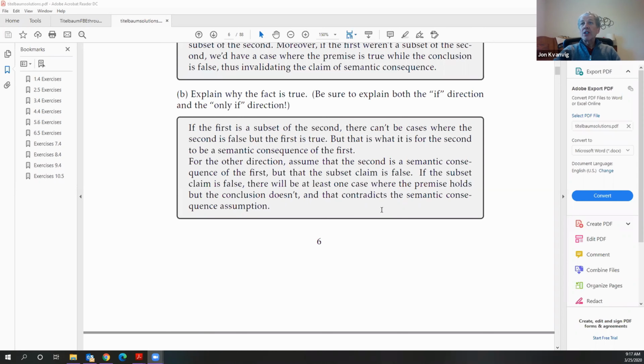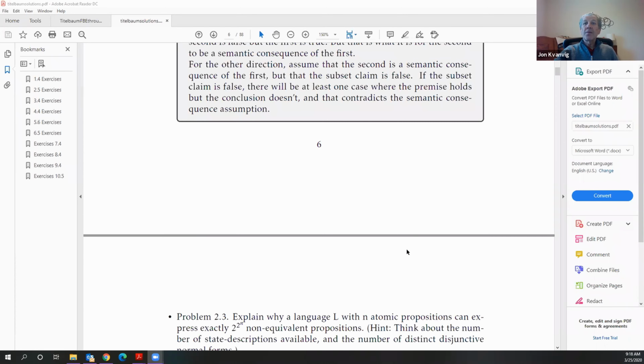For the other direction, assume that the second is a semantic consequence of the first, but that the subset claim is false. If the subset claim is false, there'll be at least one line on the truth table where the premise holds but the conclusion doesn't, and that contradicts the semantic consequence assumption.